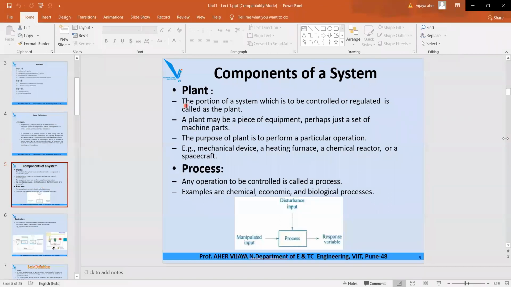Now what is a plant? The portion of a system which is to be controlled or regulated is called the plant, right?